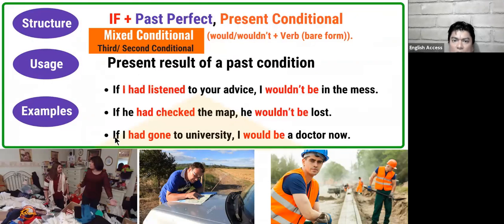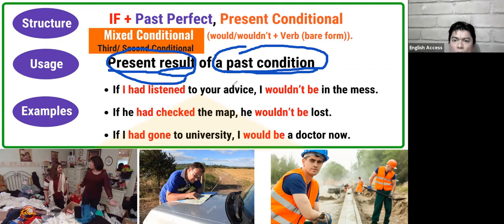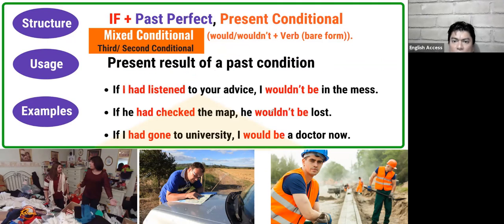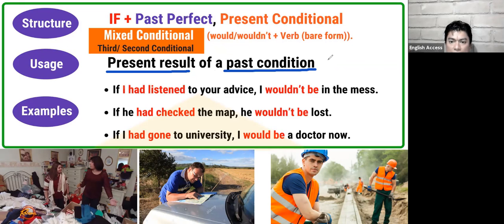mixed conditionals. When do we use mixed? When the situation and the result are in different moments. So here we have a present result due to a past condition. So now the moments are not in the same tense. Now they're different. Something happened today because something happened yesterday. And we're still talking about imaginary situations.